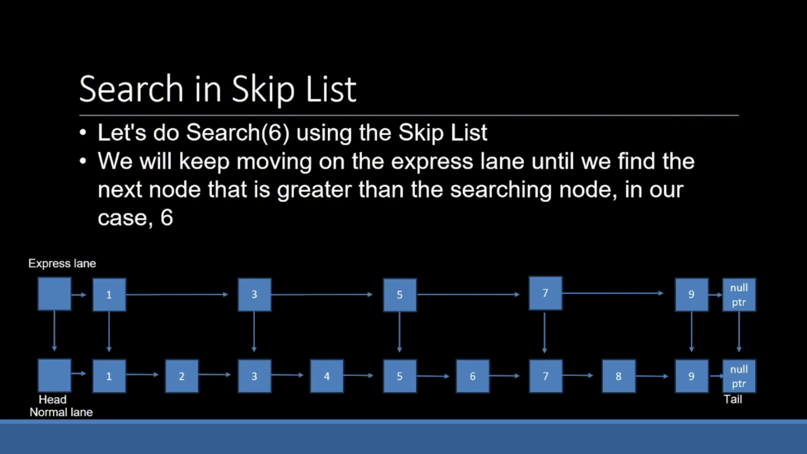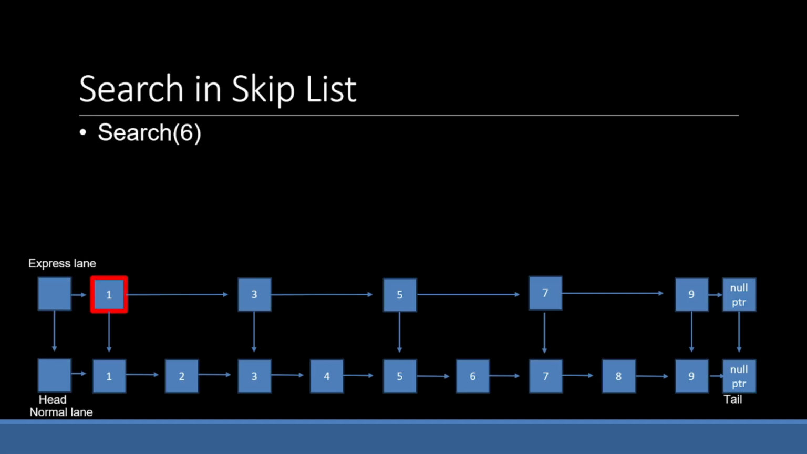Okay, let's search for 6, like we did in the linked list, starting from the head, which connects to the very first node in the list. The very first one is 1. We see if the next node is greater than, equal to, or less than the one we're searching for, which is 6. Since 3 is less than 6, we go to the next node. We do the same thing, comparing 5 to 6. Since 5 is less than 6, we go to the next node. We compare 7, and since 7 is greater than 6, we go to the bottom level. We go down here and then to the right. 6. And we found it.